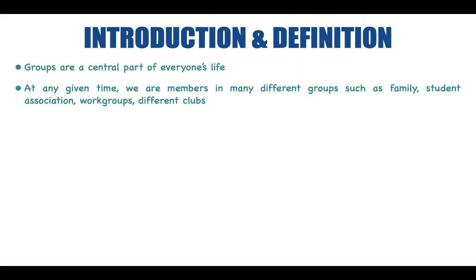For example, when we are young, our first group would be our family. When we go to school, the student association or your friends at school would be your group. When you start working, you will have work groups or your colleagues will be a part of your group. And at the same time, you might develop different interests, and with those interests, you might join different clubs, and that is also a type of group.